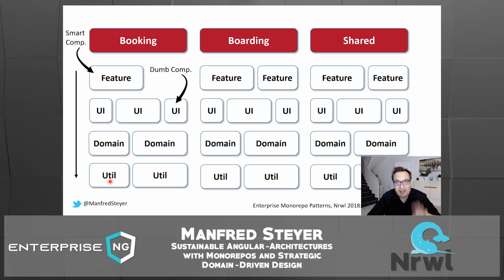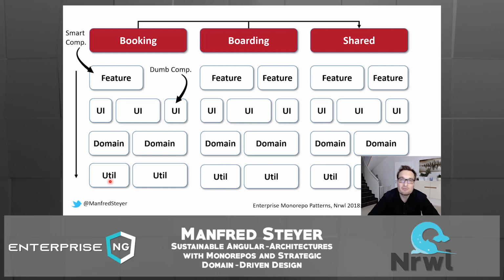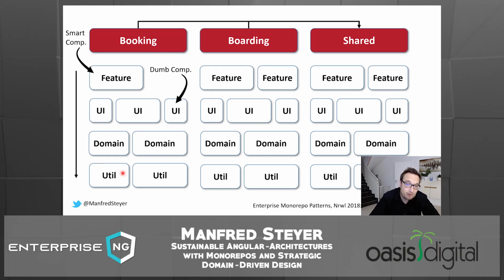This is one kind of access restriction, but there is a more important kind of access restriction, namely this one here. This kind of access restriction tells you that one domain is only allowed to talk with its own libraries and with the shared libraries. So in this case, booking is allowed to use booking libraries and shared libraries. Boarding is allowed to use boarding libraries and also shared libraries. But booking is not allowed to directly communicate with boarding and vice versa. If you want to share something, you have to put it into your shared kernel.